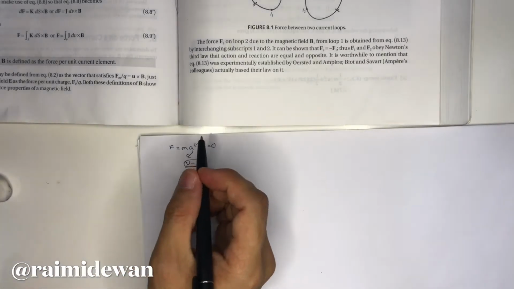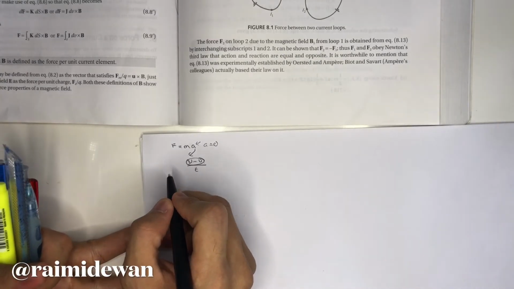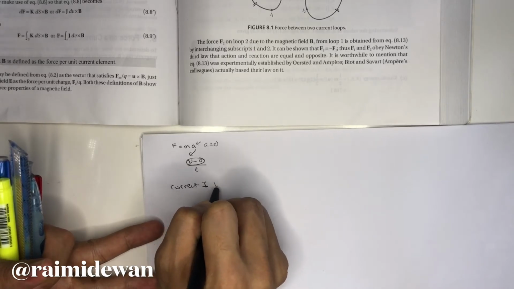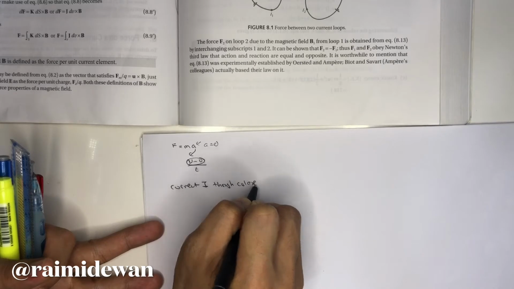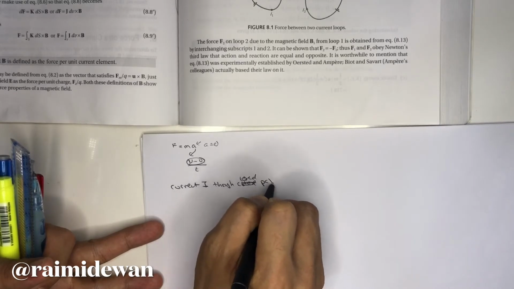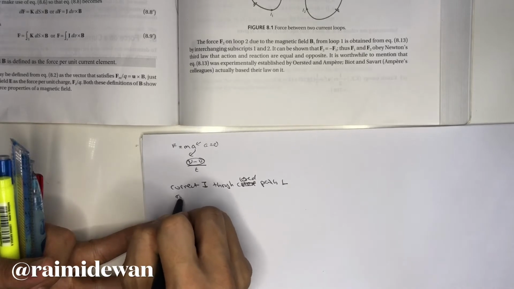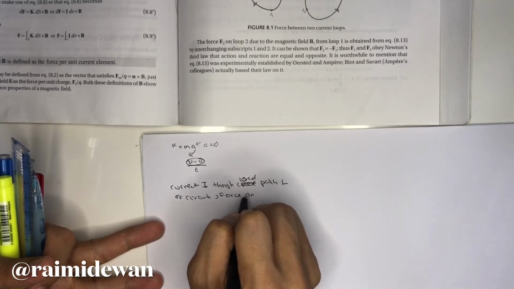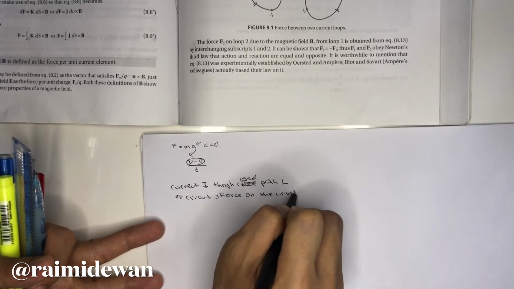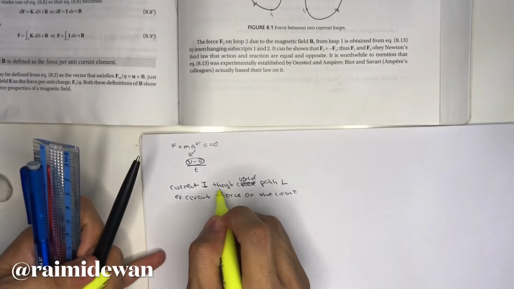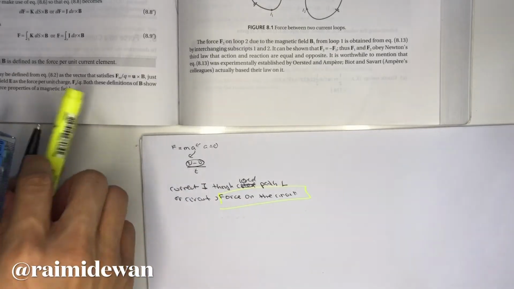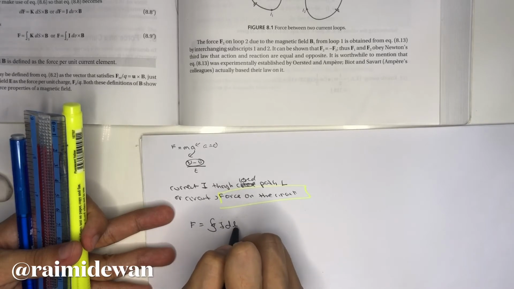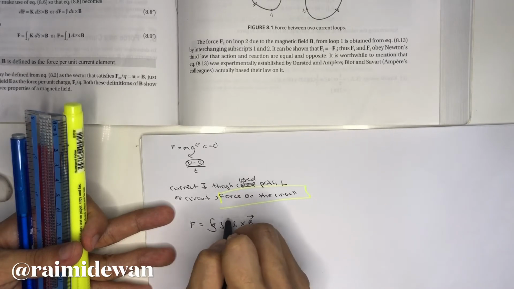Okay, so for current through a path, current I, okay, through closed path L or circuits, okay, the force on the circuit, okay, the force exists and is exerted on the circuit, okay, is the closed integral of your IDL cross B. Okay.